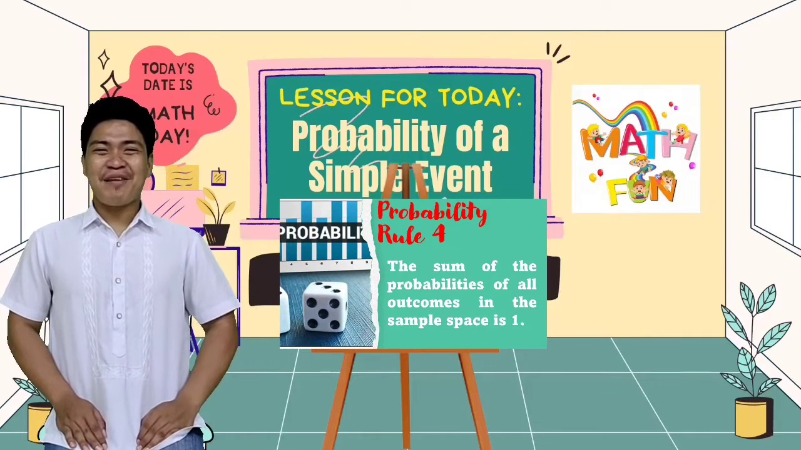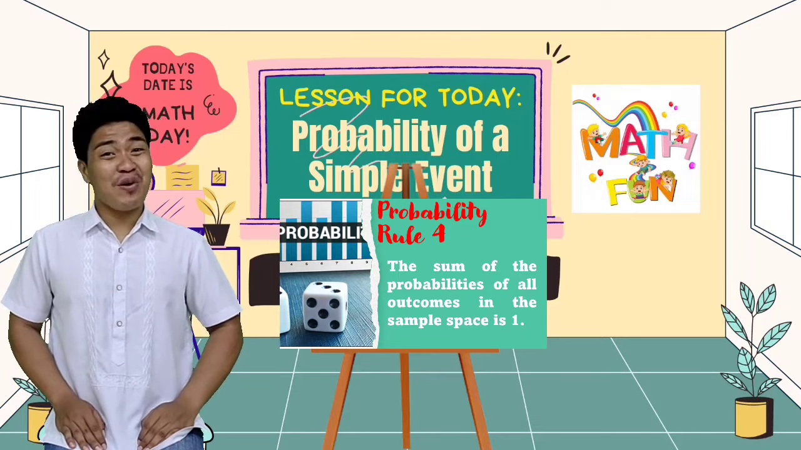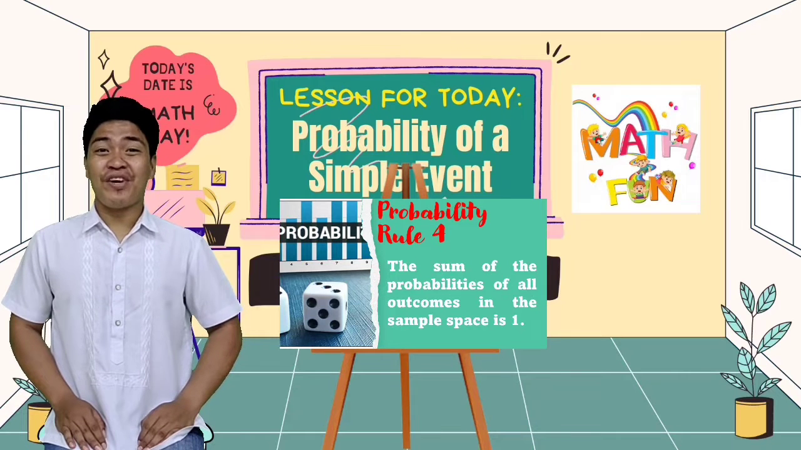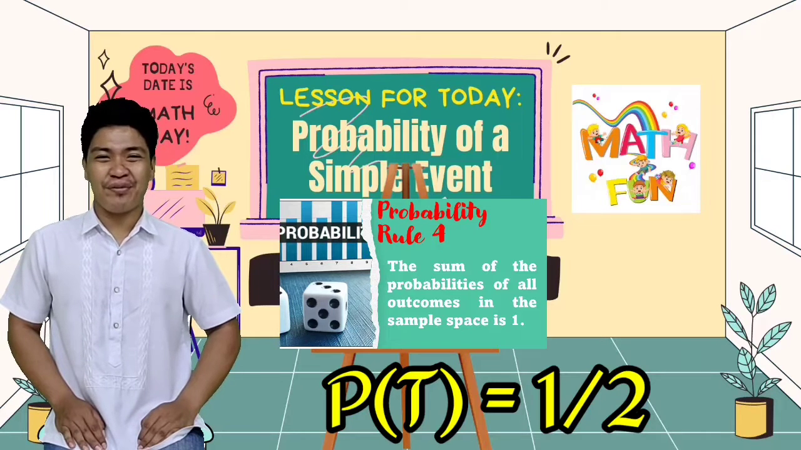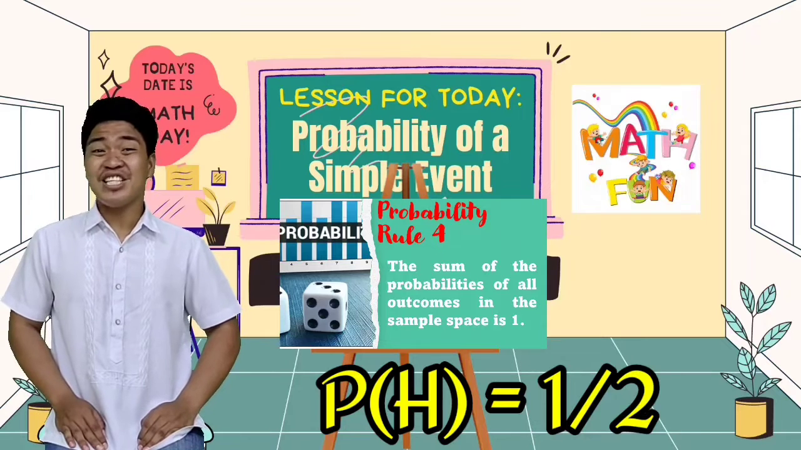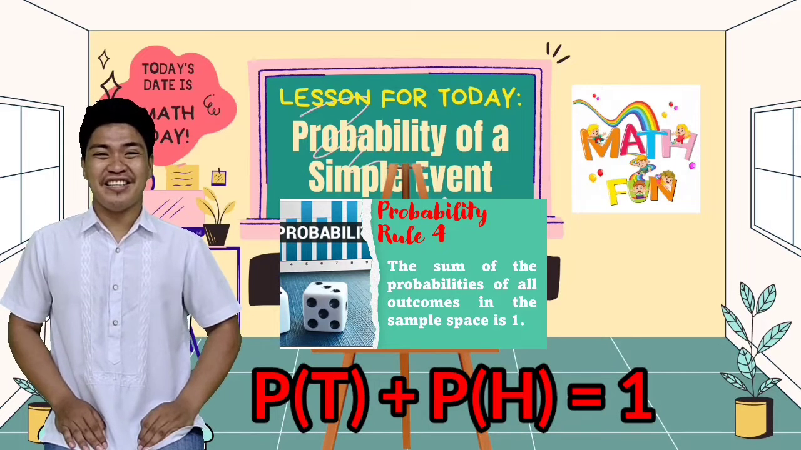Lastly, the sum of the probabilities of all outcomes in the sample space is 1. Let's have this scenario. If a fair coin is flipped, the probability that it will land on tail is 1/2, and the probability that it will land on head is 1/2 also. Their sum is equal to 1.